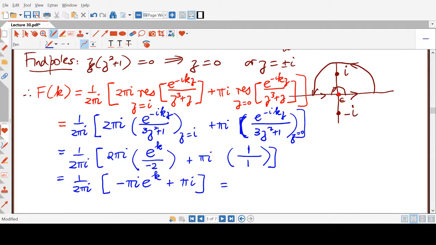Okay, I think you can see that pi i can cancel off. So it becomes 1/2 times 1 minus e to the k. And importantly, this is valid for k less than 0, because I worked in the upper half plane where Jordan's theorem works, omega is more than 0, but k is less than 0, because the formula has got e to the minus ikz.